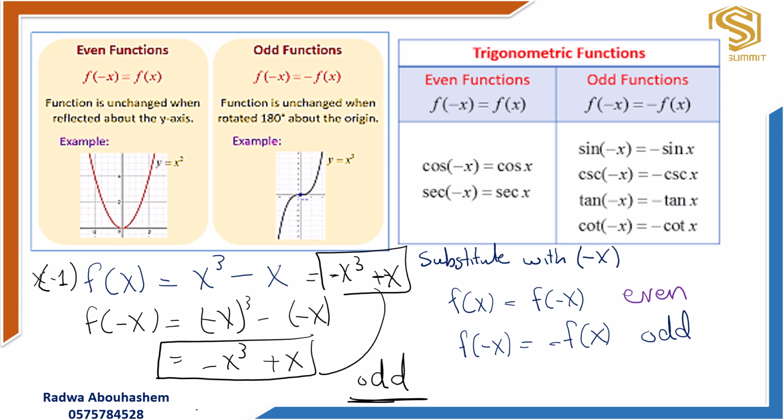So for an even function, the function of x equal to the function of negative x. But for an odd function, the function of negative x equal to the negative of the function of x, which means that you have to multiply the function of x by negative 1. So it's odd. Let me give you another example to understand it more.